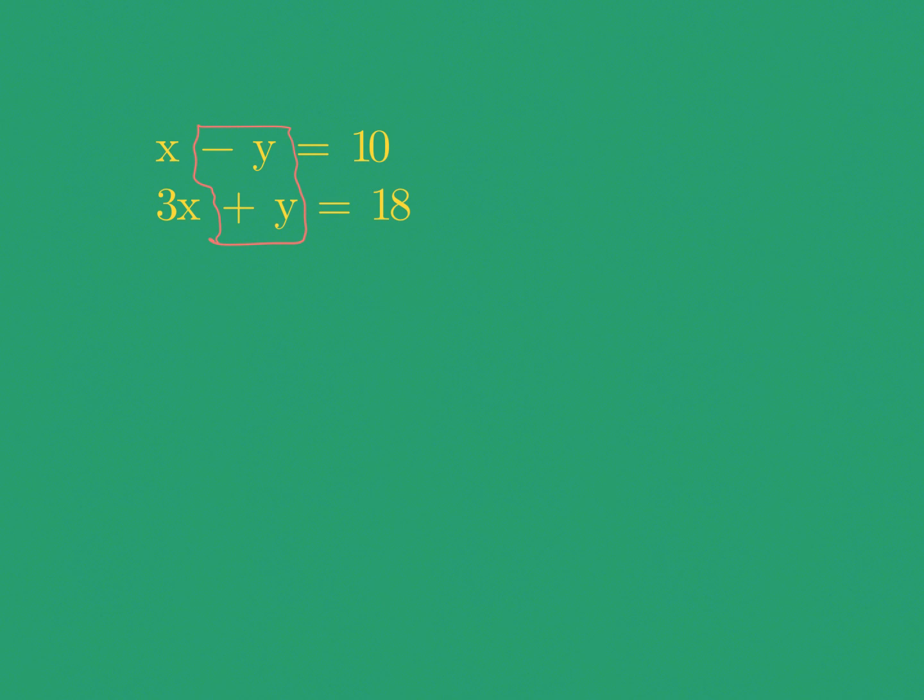Right now, if we look at these y's, we have a negative y and a positive y. Those right now, if we combine those, will eliminate themselves. They cancel. So here's what we're going to do. We're going to draw a line right there. It's kind of like old-fashioned addition, subtraction. We're going to draw a line underneath both those equations, and we are just going to combine like terms.